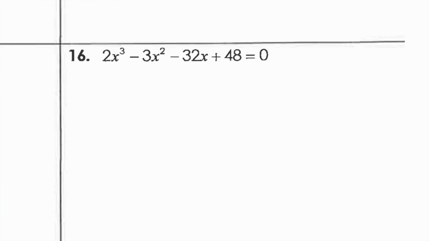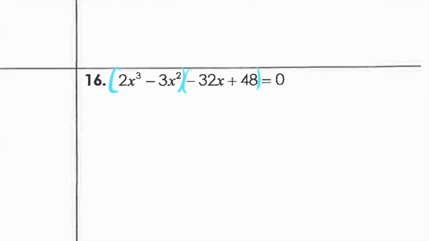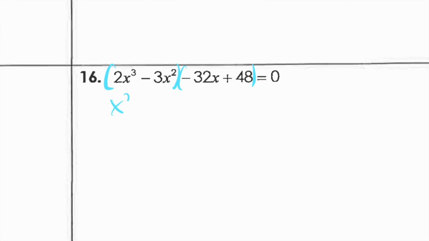On number 16, it is equal to 0. There is no GCF. And since there's 4 terms, I will group the first 2 and the last 2. GCF of the first 2 is x squared. My iPad went rogue there. And I'm left with 2x minus 3. GCF of the last parenthesis is negative, because it starts negative, and we want it to start out positive. 16. I'm left with 2x minus 3.